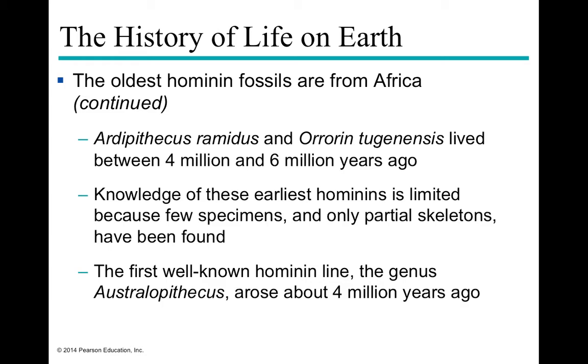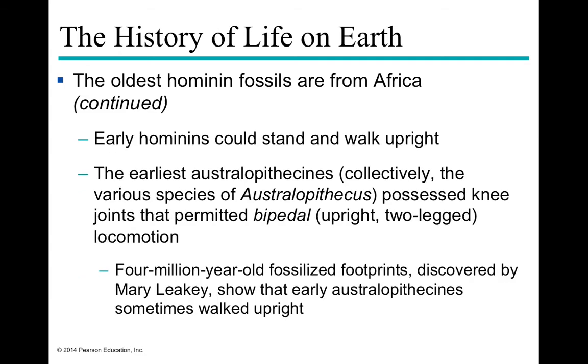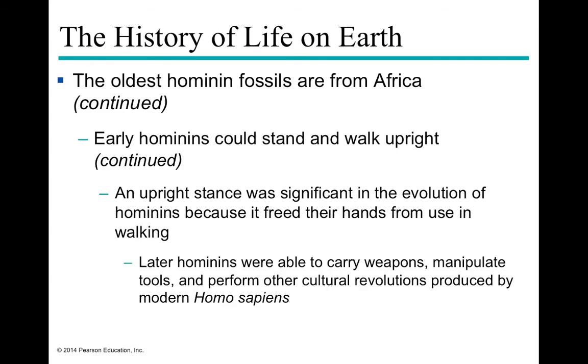Now, knowledge of the early hominid species is very limited because we have very few specimens, and those specimens are generally only partial skeletons, but the very first well-known hominid line arose approximately 4 million years ago. Again, on an evolutionary time frame, we're coming in at the 11th hour. Early hominids were special from other organisms because they were able to stand and walk upright, and the bipedal locomotion would allow you to carry things around, which would be very important. We know that we have the ability to walk upright at approximately 4 million years ago because we have fossilized footprints from the early Australopithecines demonstrating that they sometimes walked upright. So they would go back and forth between knuckle walking and upright walking.